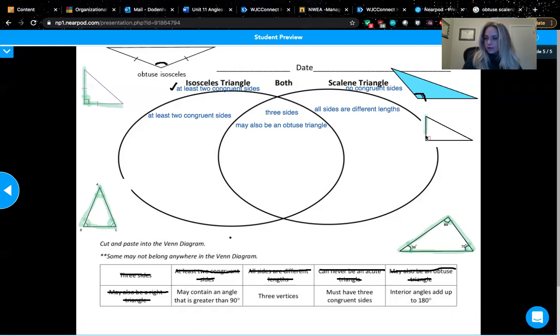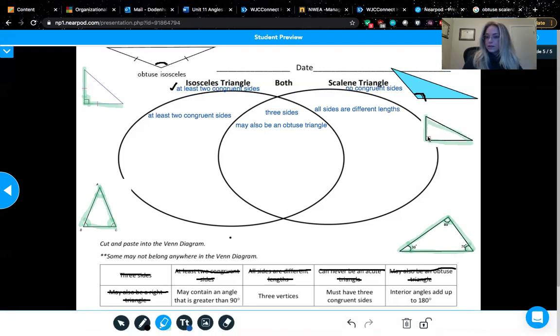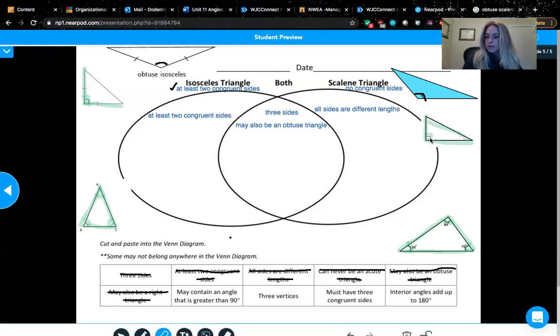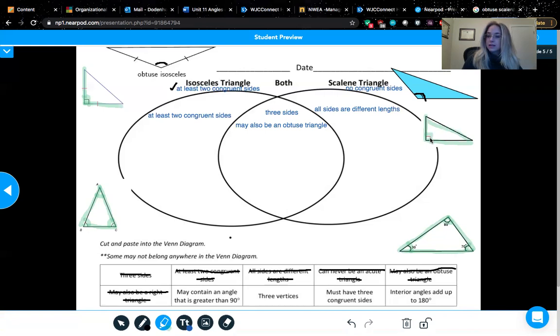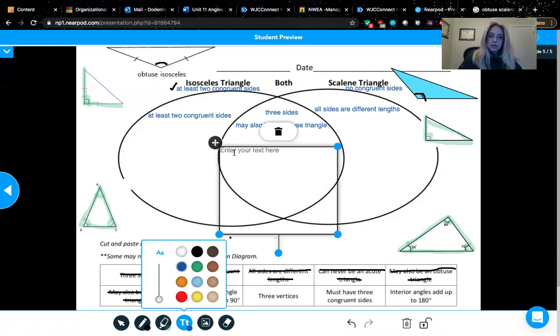Take a look over here. I have a scalene triangle. All three sides are different. It also contains a right angle. That means that scalene triangles can also be right triangles. So I've got something else for the both column. Can also be a right triangle.